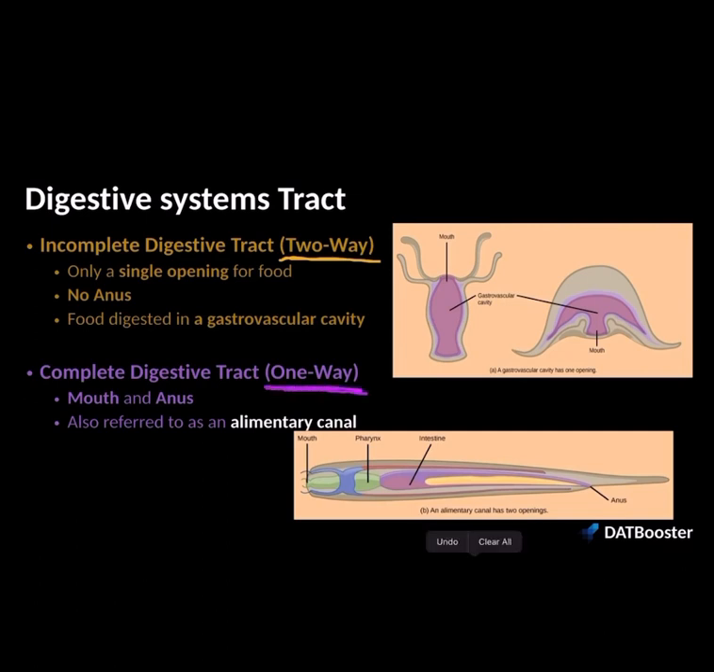A complete digestive tract is going to have both a mouth and an anus. So food is going to travel one way down the GI tract. It goes from your mouth to your anus. This tract can also be referred to as an alimentary canal. Two-way or incomplete digestive tracts, on the other hand, do not have an anus. They only have a single opening or mouth for food. So that means they take in their food, digest it in a space called the gastrovascular cavity, and then they expel the byproducts of that through the same opening, so through the same hole. Kind of nasty. And this is used to classify, again, the 10 Animalia phyla.